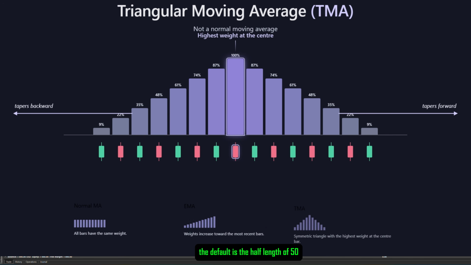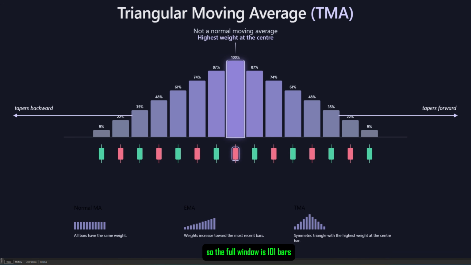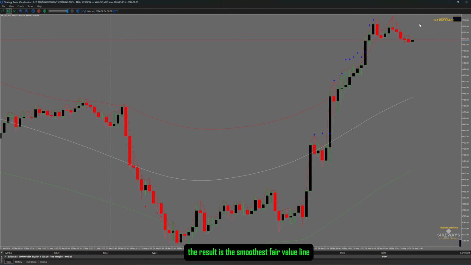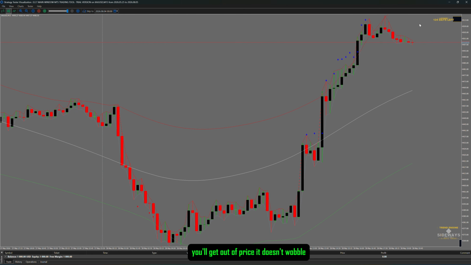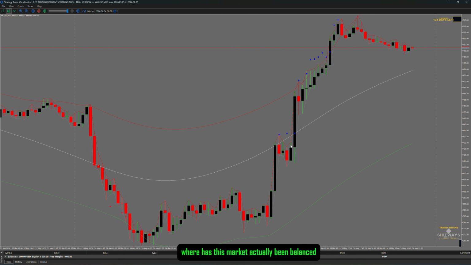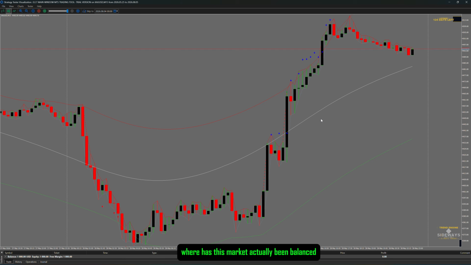The default is the half length of 50, so the full window is 101 bars. 50 behind the center bar, 50 ahead. The result is the smoothest fair value line you'll get out of price. It doesn't wobble, it doesn't chop. It's an honest read of where this market has actually been balanced.